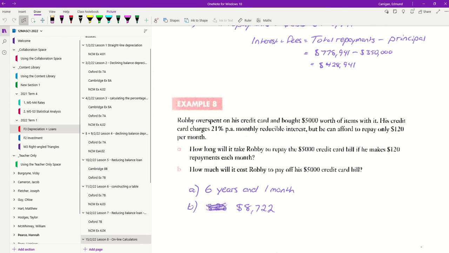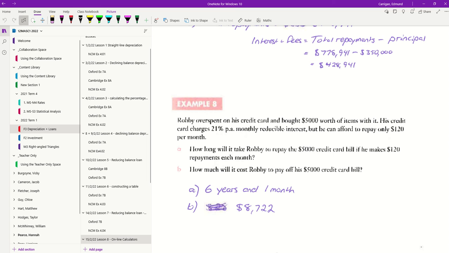Next thing says, Robbie overspent on his credit card. You guys will all have credit cards probably in the next couple of years if you haven't already got one. You're going to have to make decisions, or maybe do what I do, which is have them so that they repay themselves completely every month, which means I never pay any interest. Or you might decide you're going to buy something you need now and you're going to pay it back later.